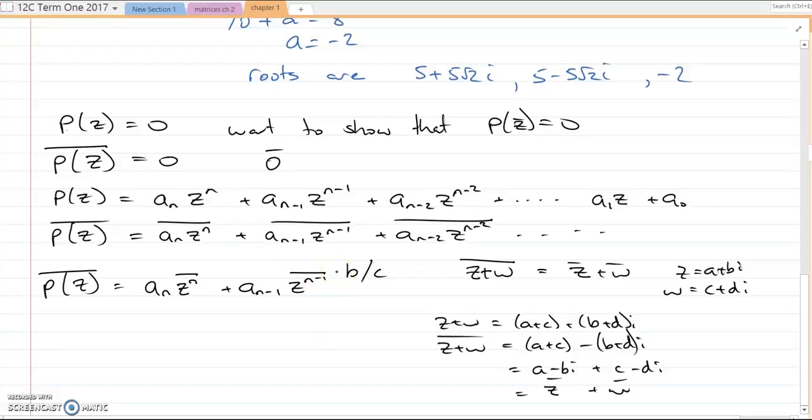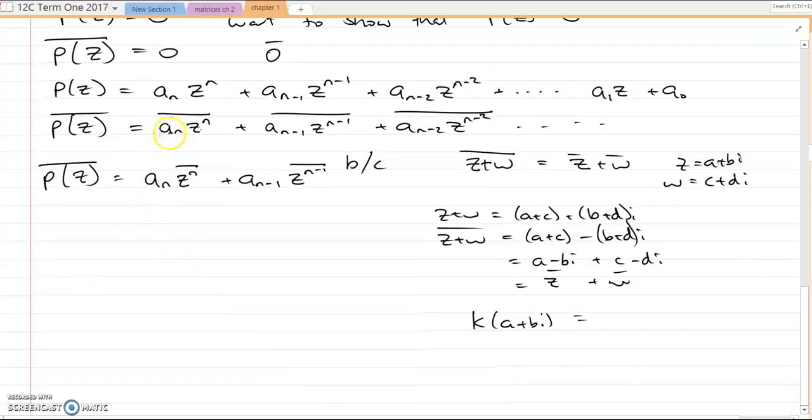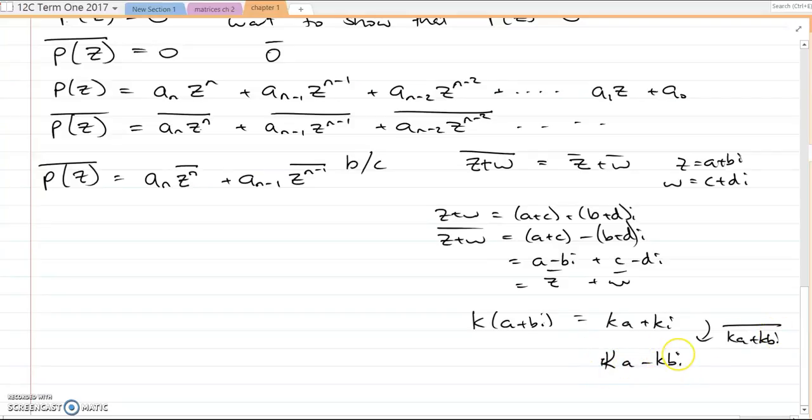Now the conjugate we can reduce to just on the z's, because a_n is just a constant. If you times a constant by a conjugate, yeah, so look, if you take a constant times a complex number and then conjugate it, like here I take a constant k, I times it by a complex number, so I get ka plus kbi, and now if I conjugate that, I'm just going to get ka minus kbi, which is the same as if I had just taken the constant and timesed it by the conjugate. Okay, I would have got the same thing. So probably not the best explanation, but that's the best you're going to get.